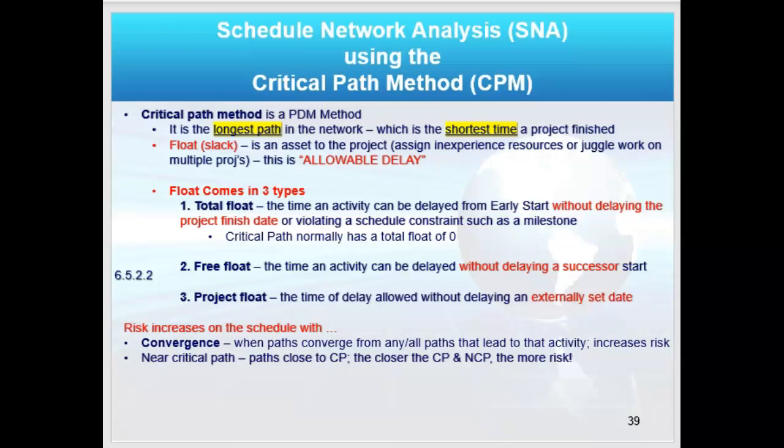And so critical path defines the longest path in the network, which then becomes the shortest time that the project can be finished. Now, some of your activities are going to have float, which is slack, another name for it. And that's an allowable delay on an activity. It's an allowable delay because it's waiting on another activity to finish. There are 3 types of float: total float, free float, and project float. The definitions are here. I would pause and make a note of them.